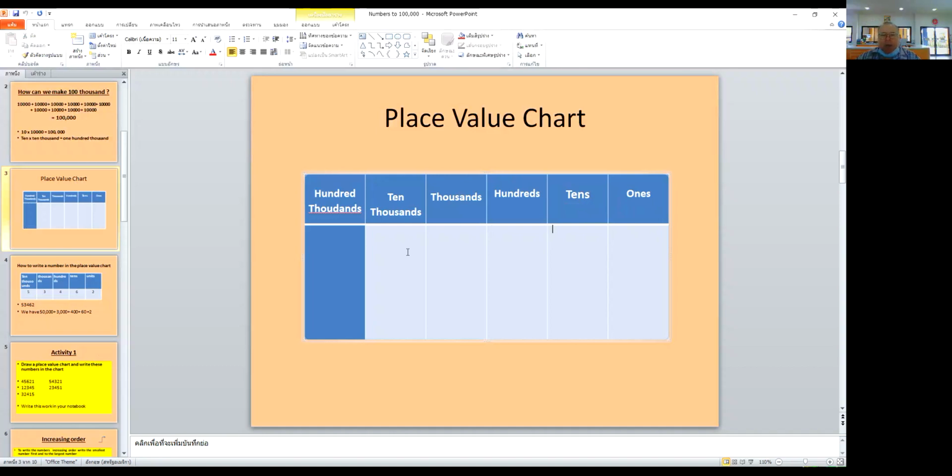So in your notebook now, draw the place value chart. The first box will have 10,000s in it. The second box will have thousands in it. The third box will have hundreds in it. The fourth box will have tens in it. And our last box will have ones in it. So I'll give you 1 minute or 2 minutes to draw that place value chart in your notebook.